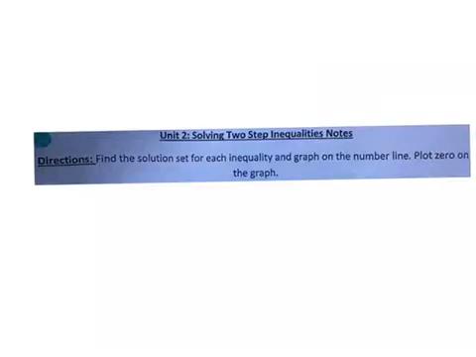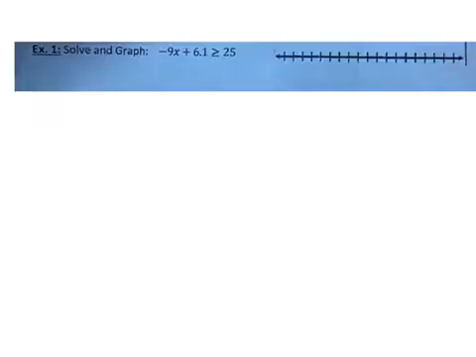So now we're going to solve two-step inequalities involving decimals. You will find the solution to the inequality, and then you'll plot it on the number line. Let's do number 1 together. Negative 9x plus 6 1/10 is greater than or equal to 25.